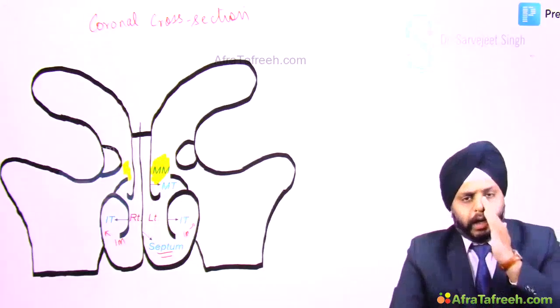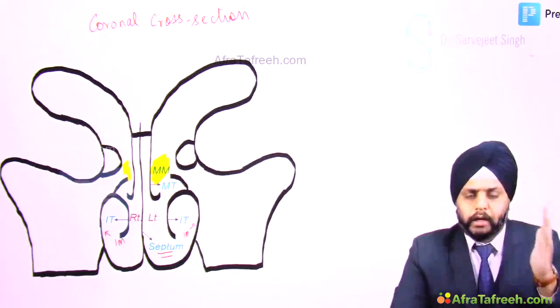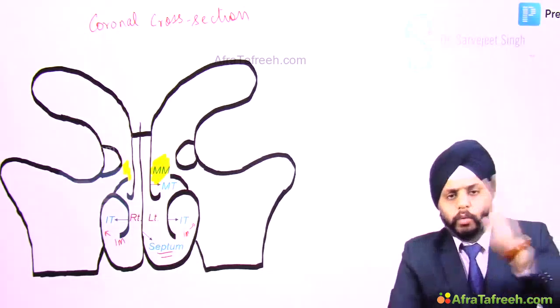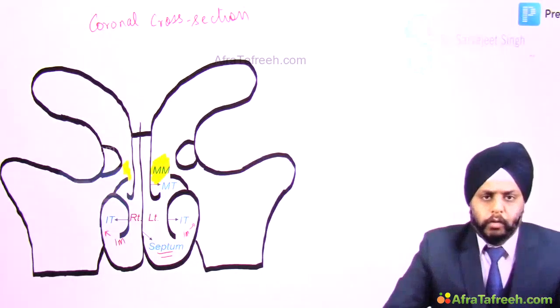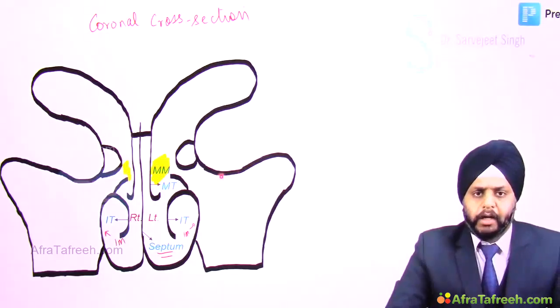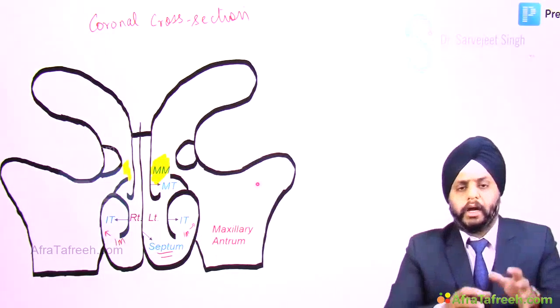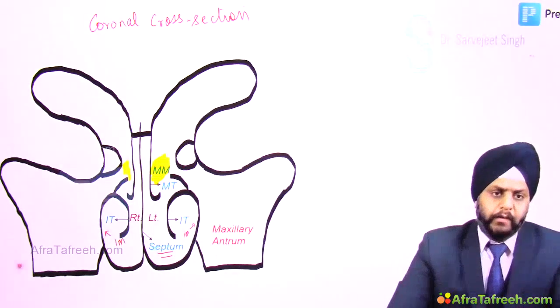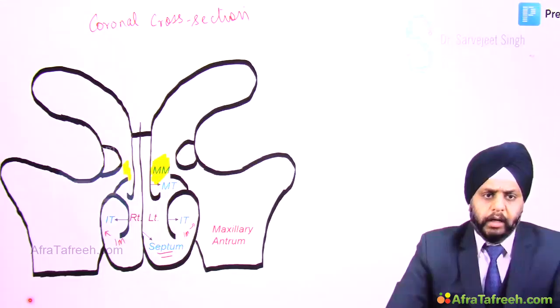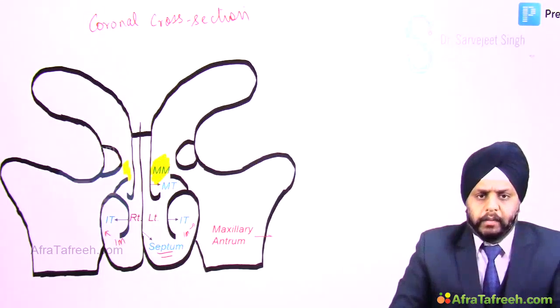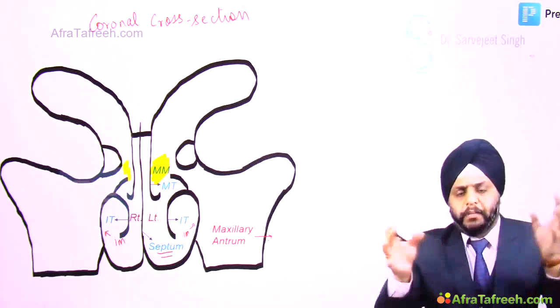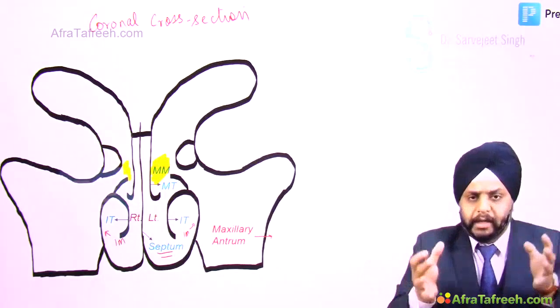Now what lies lateral to the lateral wall? We have seen the lateral wall. You can see over here that there is a big space, a big air cavity, a big air cell, that is your maxillary antrum. We have discussed the maxillary antrum earlier, the maxillary sinus. It's a very big cell, so it is known as the maxillary antrum.